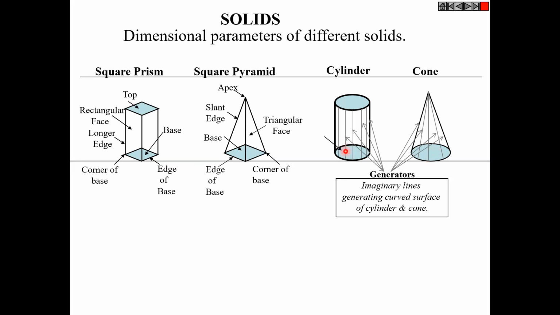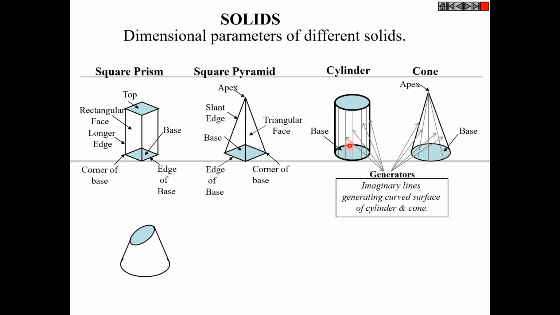And here this is the base of the cylinder, and here this is the apex of the cone, and this is the base of the cone. Normally, if we say the height of the solid, here we will be considering an imaginary line called the axis line, which passes through the centroid of the base. That centroid line is called the axis.